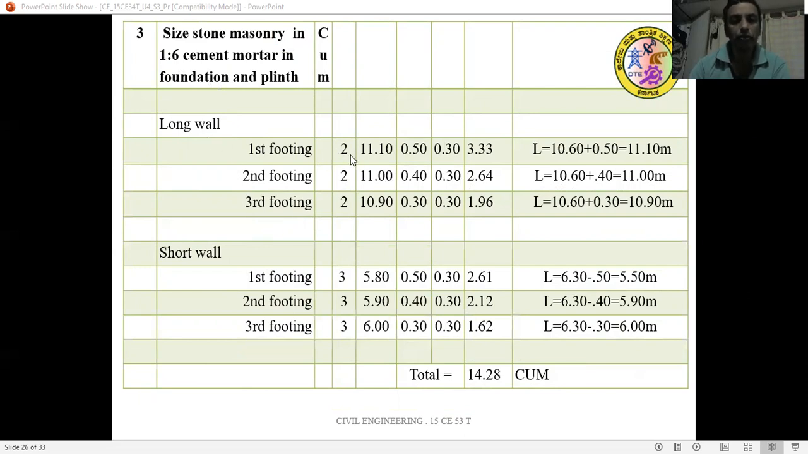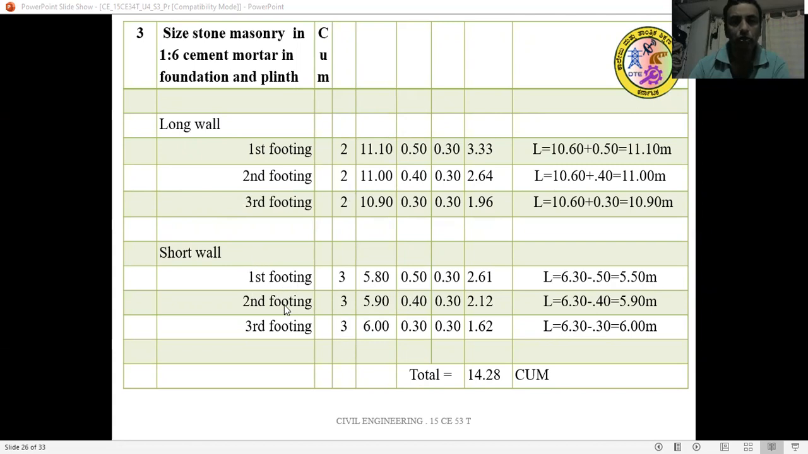knowing the values. All long walls are 2 number. This is the true length obtained here. Whatever the values obtained, they can be pasted here, and here also. We will get the first footing, second footing, third footing quantity for long wall.